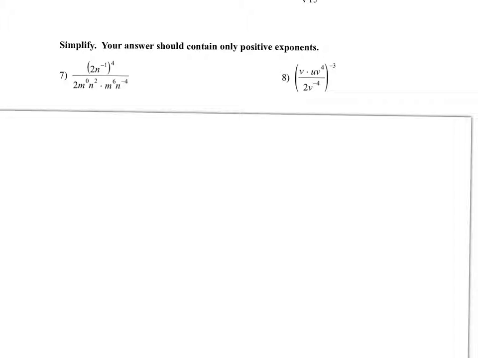All right, next up, number 8. So this one I'm going to take care of the parentheses first. So the negative 3 multiplies by all of the exponents inside. Now we have a lot of missing ones here, so I'm just going to add a 1 in there. So everything's going to get multiplied by negative 3. So it's become v to the negative third, u to the negative third, v to the negative 12th, and then 2 to the negative third, and then this one will actually be v to the positive 12th.